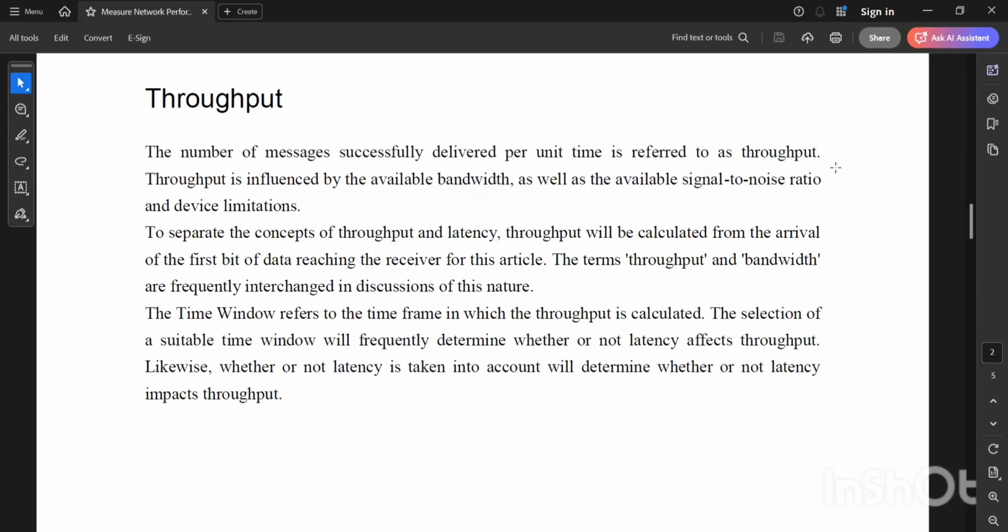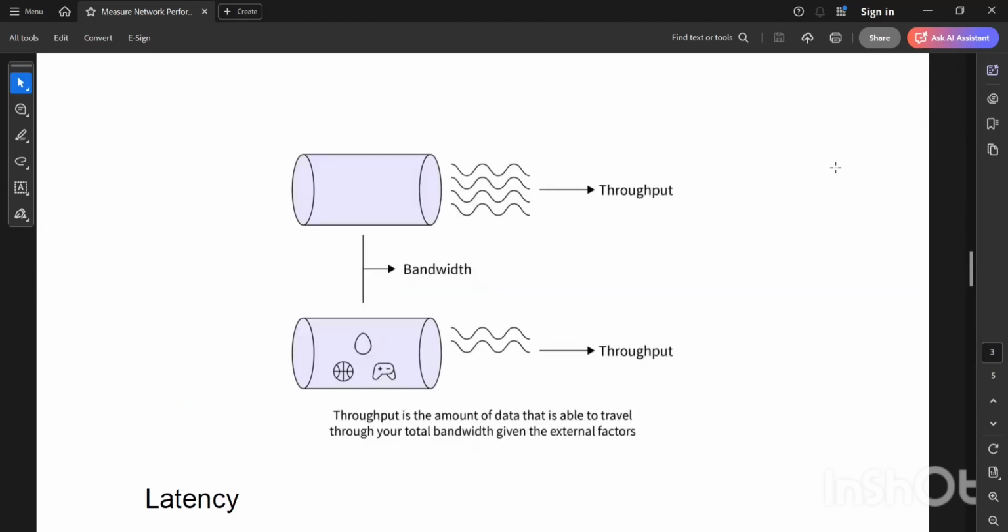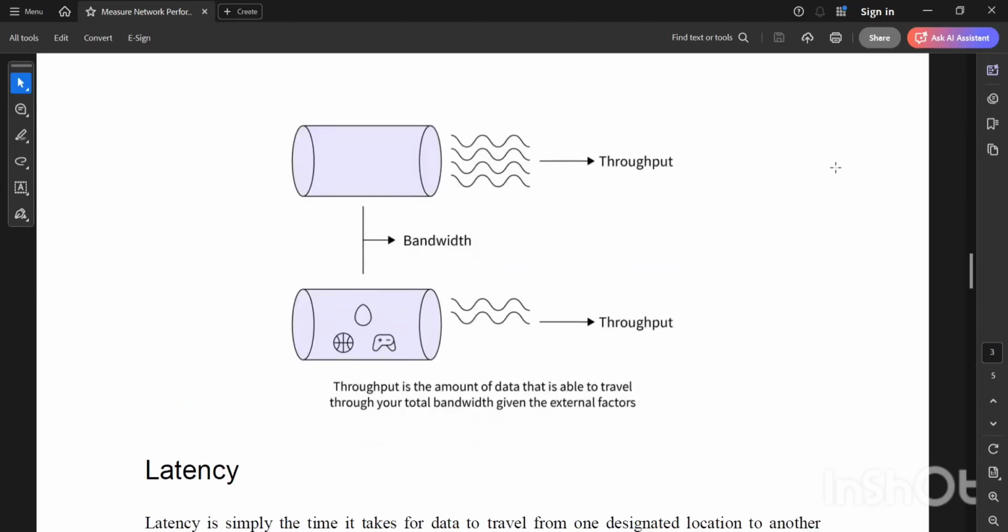The time window refers to the time frame in which the throughput is calculated. The selection of a suitable time window will frequently determine whether or not latency affects throughput. Likewise, whether or not latency is taken into account will determine whether or not latency impacts throughput. So basically, throughput is nothing but the amount of data that is able to travel through your bandwidth given the external factors.